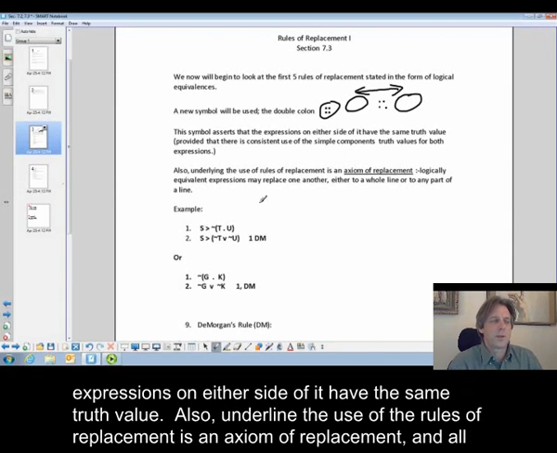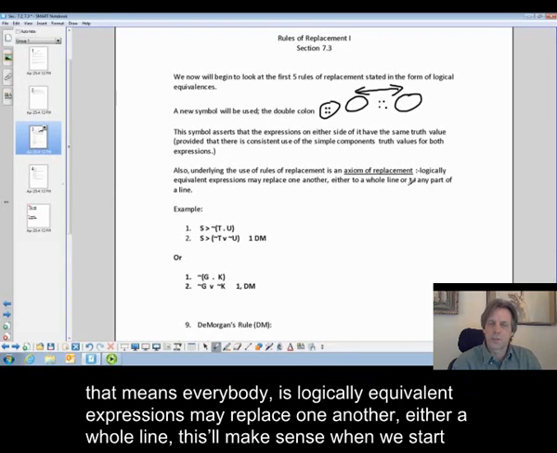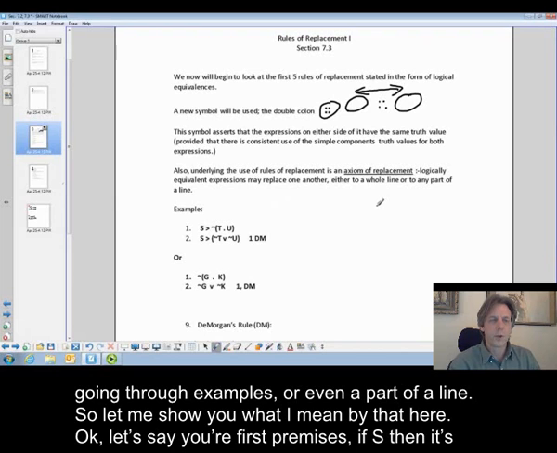Also, underlying the use of the rules of replacement is an axiom of replacement. And all this means, everybody, is logically equivalent expressions may replace one another, either a whole line, this will make sense when we start going through examples, or even a part of a line. So let me show you what I mean.